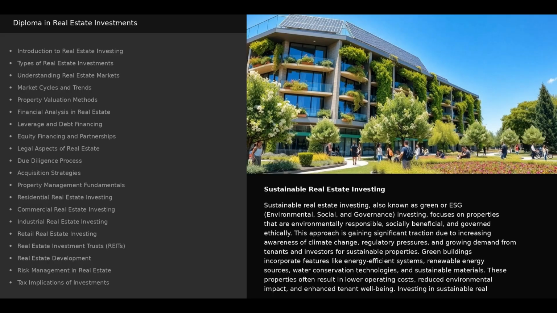Green buildings incorporate features like energy-efficient systems, renewable energy sources, water conservation technologies, and sustainable materials. These properties often result in lower operating costs, reduced environmental impact, and enhanced tenant well-being. Investing in sustainable real estate aligns financial goals with broader societal and environmental objectives, offering long-term value and resilience.